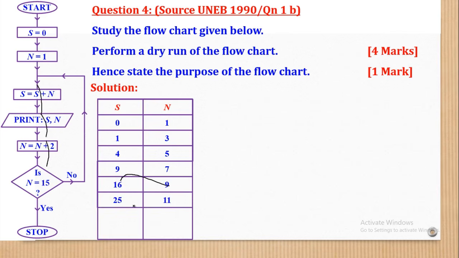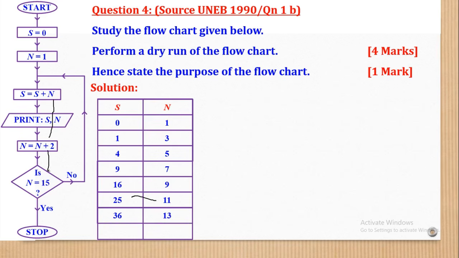Then you ask yourself, and this value of n gives you an answer of no, which here makes you go back and make s to become s plus n. So s plus n, this plus this gives you 36. Then you print and increment n by 2. 11 plus 2 gives you 13.